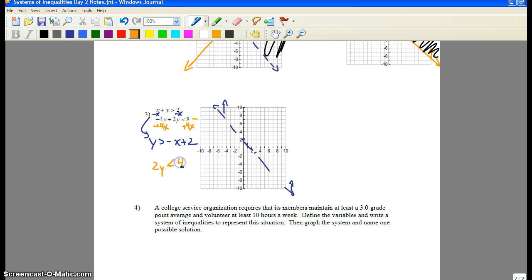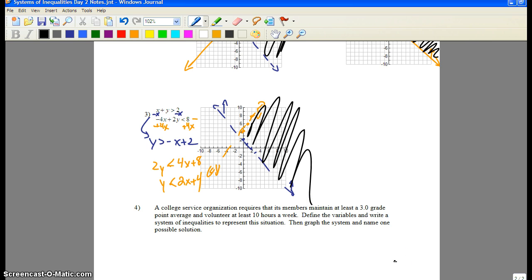2y is less than 4x plus 8. Divide by 2. Y is less than 2x plus 4, right? Yes. Start at positive 4. Go up to the right 1. Up to the right 1. Dashed. It's y is less than, so we shade down. So it's this section. Boom. Goes the dynamite. Next one.